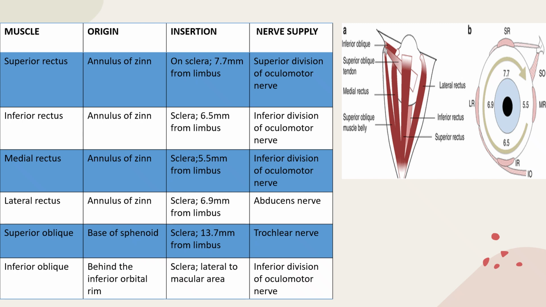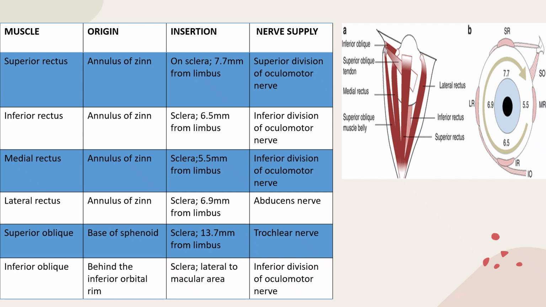If we talk about the insertion, their insertion is on the sclera at some distance from the limbus. Superior rectus is inserted 7.7 mm from the limbus, inferior rectus 6.5 mm from the limbus, medial rectus 5.5 mm from the limbus, lateral rectus 6.9 mm from the limbus, superior oblique 13.7 mm from the limbus, and inferior oblique has insertion lateral to the macular area.